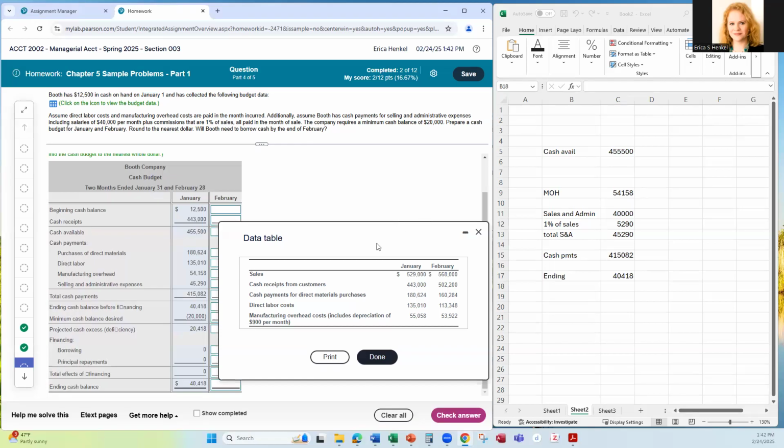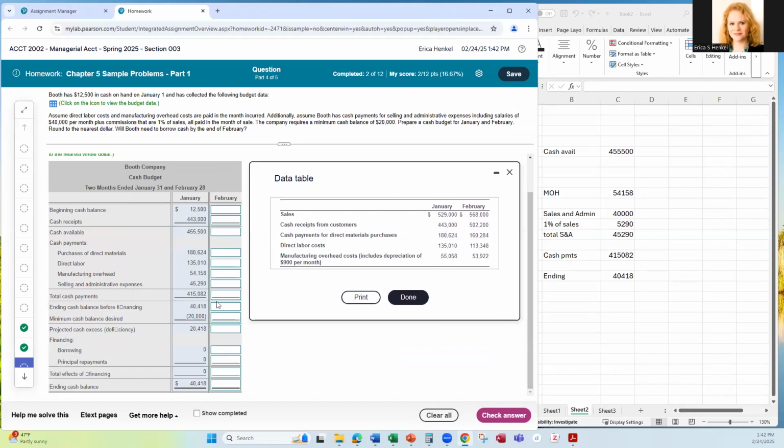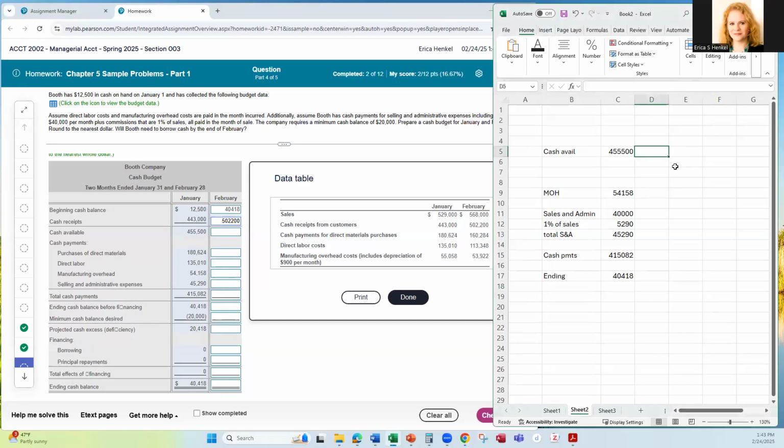Okay, so now we're going to look at February here. I'm going to move that over so we can see February. Okay, so our beginning cash balance for February is going to be our ending cash balance for January. All right. And then our cash receipts are going to be what they gave us here again. So cash available will be 4418 plus the 502,200. Okay.